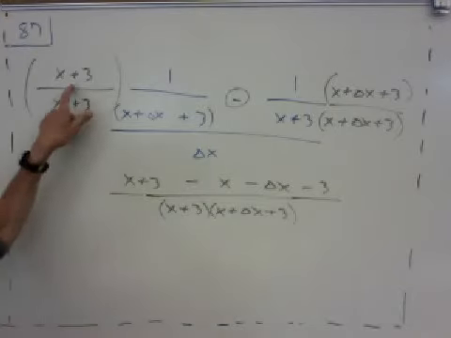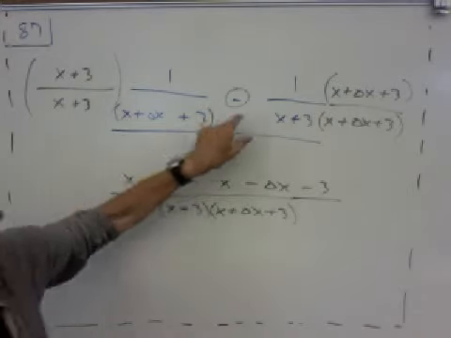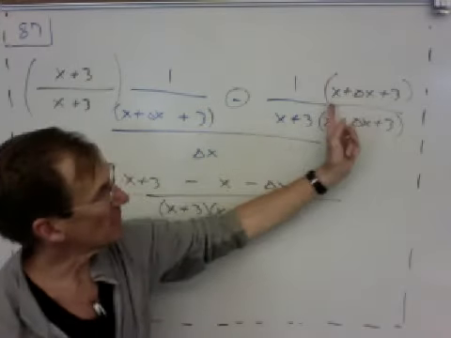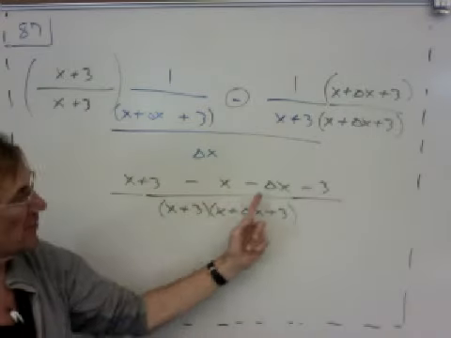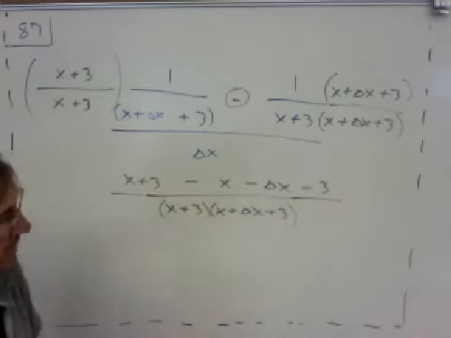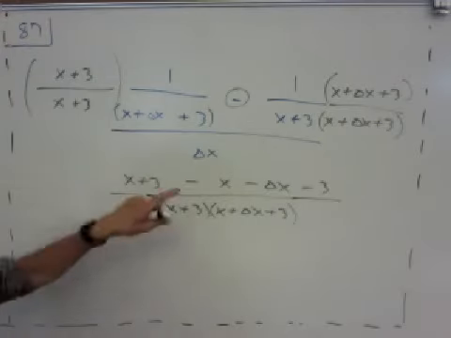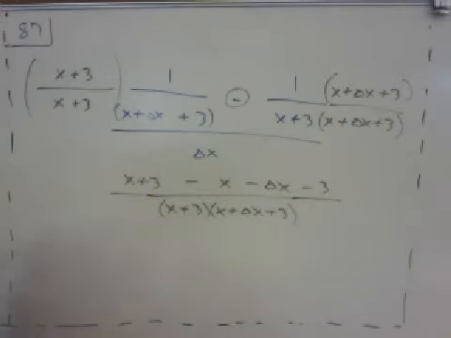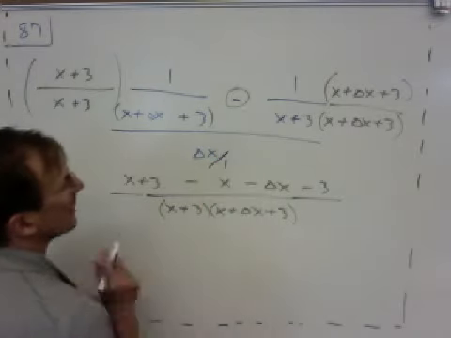Let's take a look at that numerator. What happened there? We have x plus 3, and then minus this whole thing right here. So minus the x, minus the delta x, minus the 3. Minus x, minus delta x, minus 3. Okay? Let me show you what's going to happen with the delta x in the denominator, because we don't want to forget that. That's still there. This is delta x over 1.